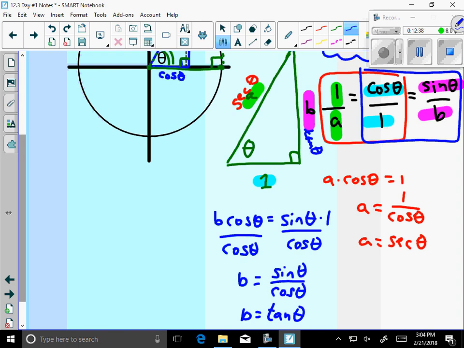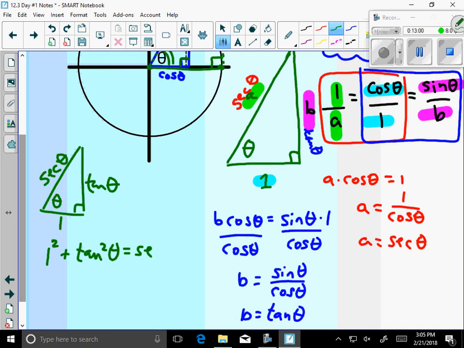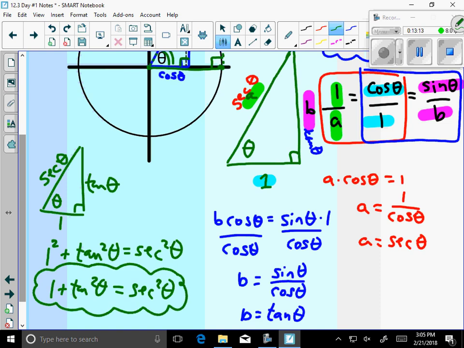So let me resketch this triangle over here in green. Here's theta. We said this was secant theta. This was 1. This was tangent theta. Oh, hello, Pythagoras. 1 squared plus tan squared equals secant squared theta. I'm going to rewrite in simpler terms. Basically just 1 squared equals 1. Identity number 2. Hello, friend.